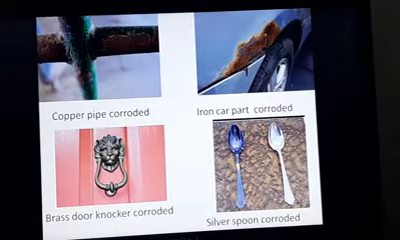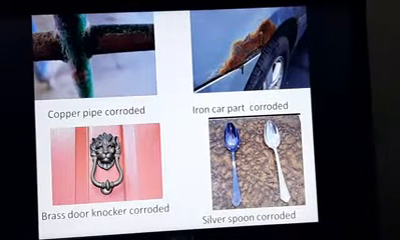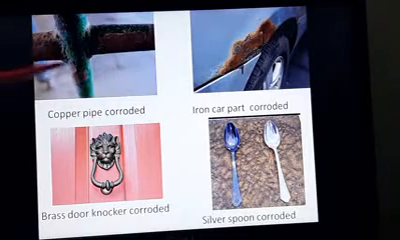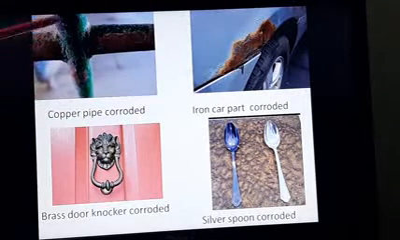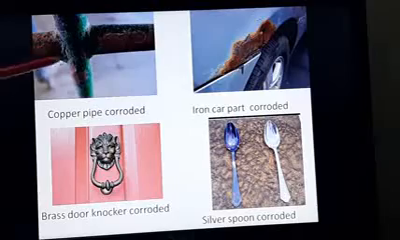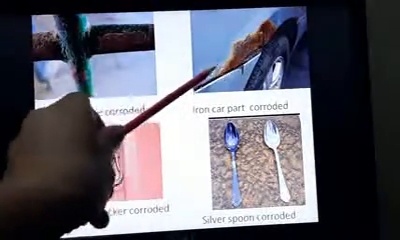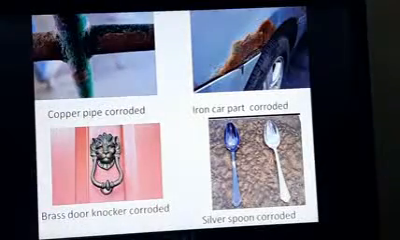So the next and the last part of our lesson deals with corrosion. Now here we have a picture of commonly seen things around us. For example, there's a copper pipe here, and you can see the green color copper carbonate that is formed, which actually corrodes and eats up the metal.